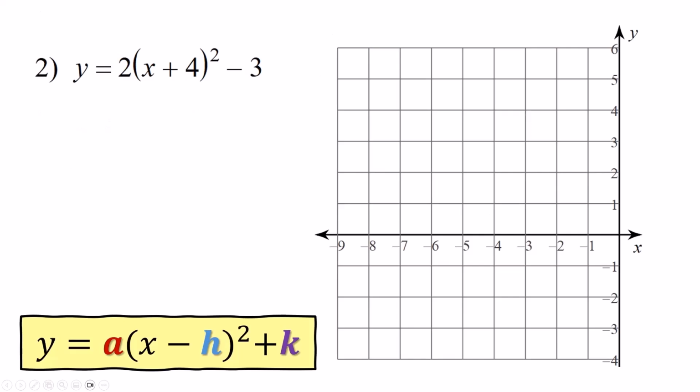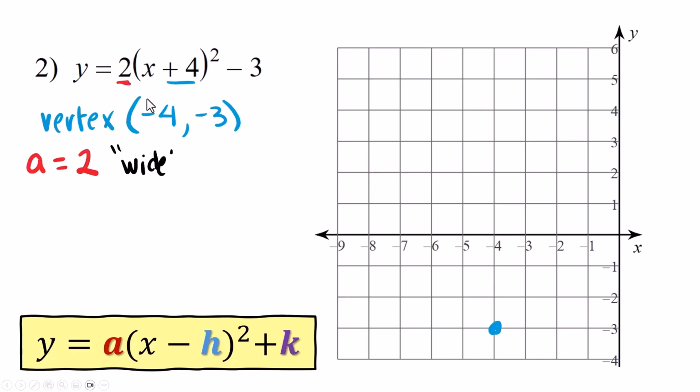All right, let's try this one. Y equals 2 times the quantity x plus 4 squared minus 3. Let's find the vertex first. That just has to do with the h and the k. So since this is a plus on the inside, remember it's opposite land on the inside, so we have to turn that to a -4. The outside stays the same, so my vertex is -4, -3. -4, -3. My A in the front is +2.